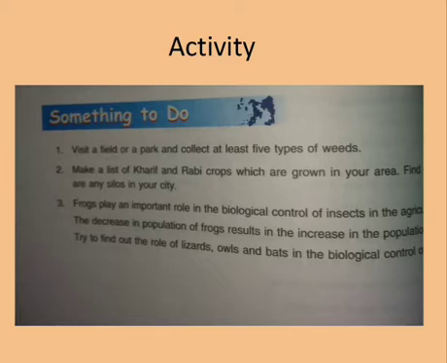And the third activity is: frogs play an important role in the biological control of insects in agriculture. The decrease in the population of frogs results in an increase in the insect population. So, try to find out the role of lizard, owl and bat in biological control. Means in the third activity you have to find out certain reasons why the lizard, owl and bat are necessary for maintaining biological control.